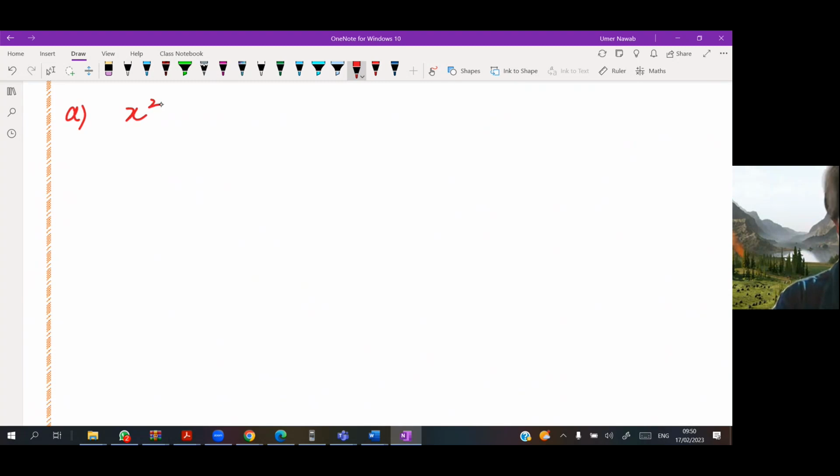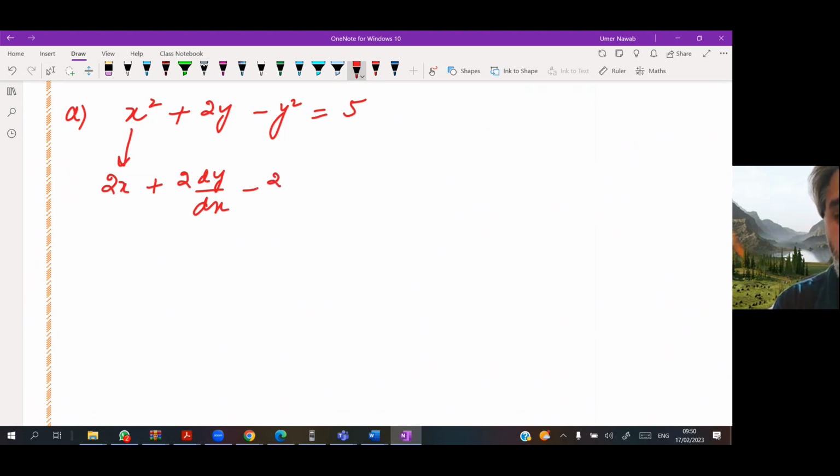x squared plus 2y minus y squared is equal to 5. The derivative of x squared is 2x. The derivative of 2y is 2 dy by dx. The derivative of y squared is, apply the power rule, 2y, and the further derivative of y is dy by dx, and the derivative of 5 is 0.